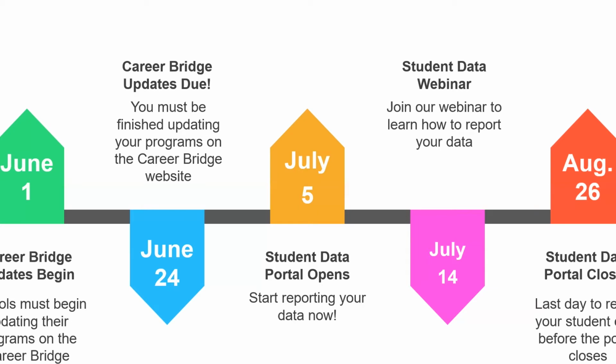There's a lot of problems that you can have if you don't report your data. If you're a private career school and you don't report your data, you won't be able to renew your school license until you report your data. So you're going to want to go ahead and make sure that you get that reported.